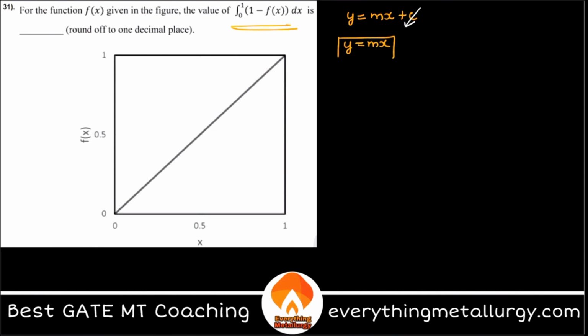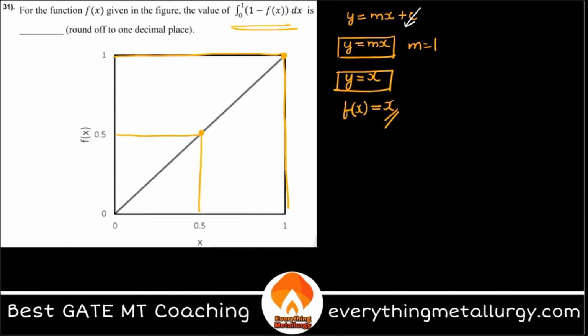Also, if you carefully see this particular point, at x equal to 0.5, y equal to 0.5. At x equal to 1, y is also 1. That means your slope m equal to 1. So this line is y equal to x. Y here is nothing but my f of x, so f of x equal to x. Now you want to calculate integral 0 to 1, 1 minus f of x dx. So f of x here is x itself, so 1 minus x dx on replacing f of x.